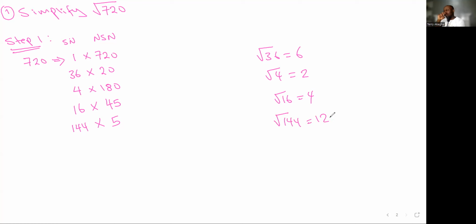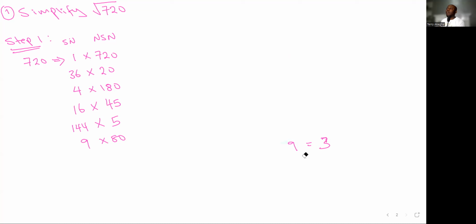So you see in this method, if you're not very good with multiplications and factors, please feel free to use the first method, but this method is faster. What I'm trying to do is list all the square numbers that are factors of 720. And also 9, yes, 9 can go. So 9 times 80 will also give you 720, because the square root of 9 is equal to 3. Okay, so now these are all the square factor numbers for 720.